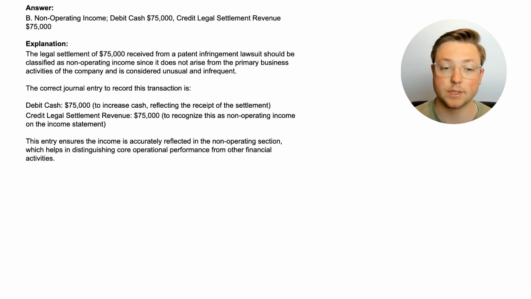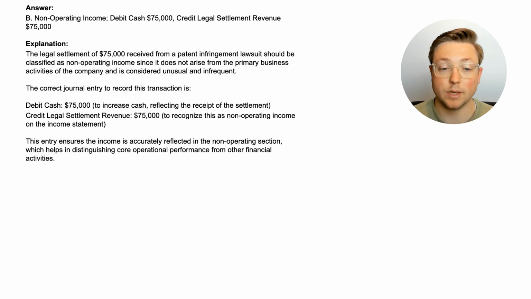So let's walk through this. The legal settlement of $75,000 received from a patent infringement lawsuit should be classified as non-operating income since it does not arise from the primary business activities of the company and is considered unusual and infrequent. So again, because it's not a part of normal operations, it's not going to be included in the operating section of the income statement. But since it wasn't recorded, we have to make a journal entry for that.